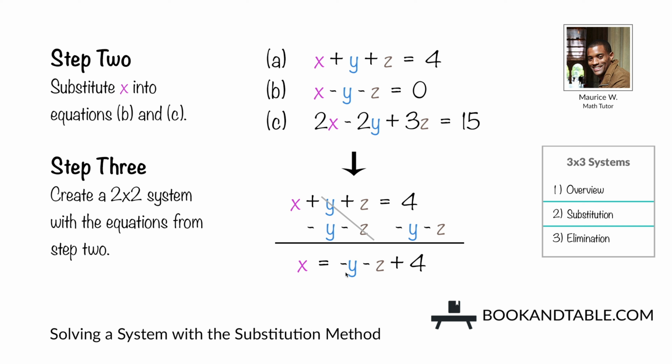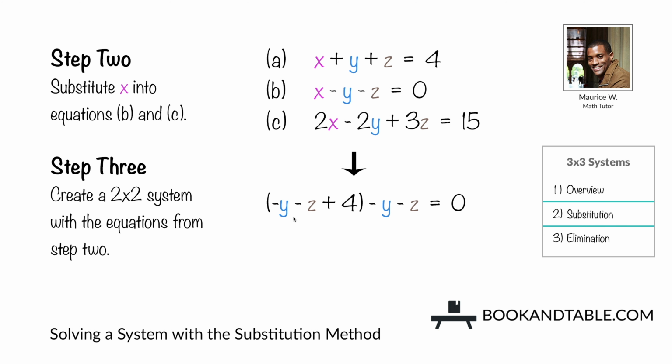So let's first plug negative y minus z plus 4 in for x here in equation B. And now we've eliminated one of our variables, x, leaving us with just our y's and z's. So we can create a 2x2 system by first combining our like terms, our y's and z's. Negative y minus y is equal to negative 2y. Negative z minus z is equal to negative 2z. So we wind up with negative 2y minus 2z plus 4 is equal to 0.